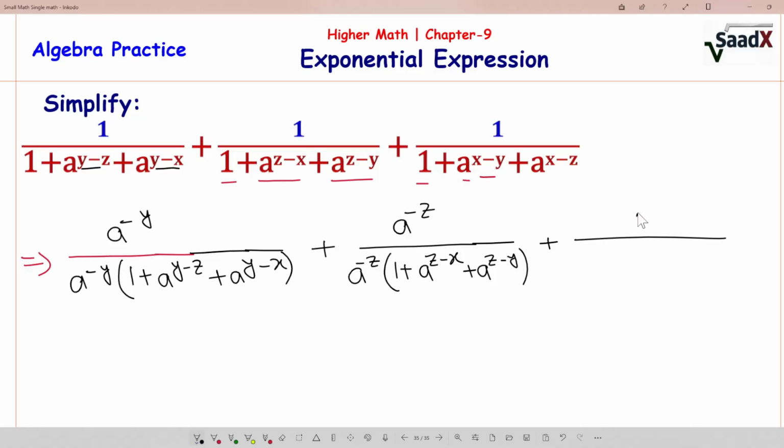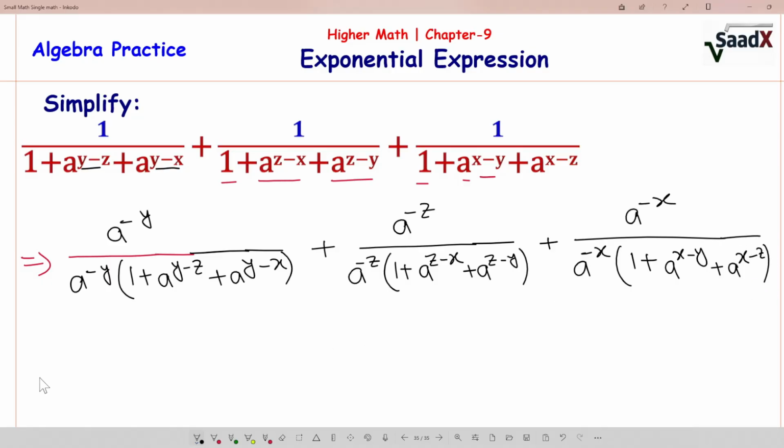So similar thing, we can write a to the power minus x. We can multiply denominator and numerator, so a to the power minus x, and here is 1 plus a to the power x minus y plus a to the power x minus z.